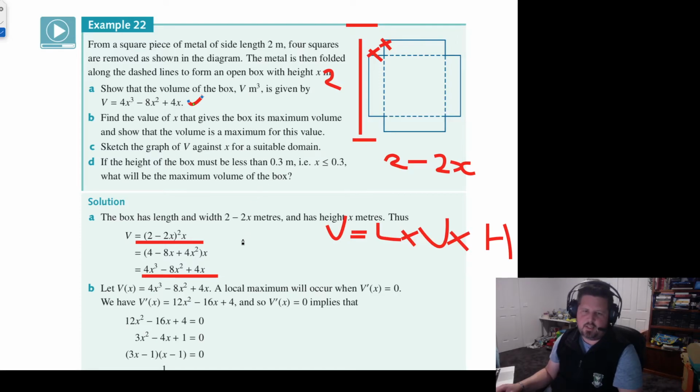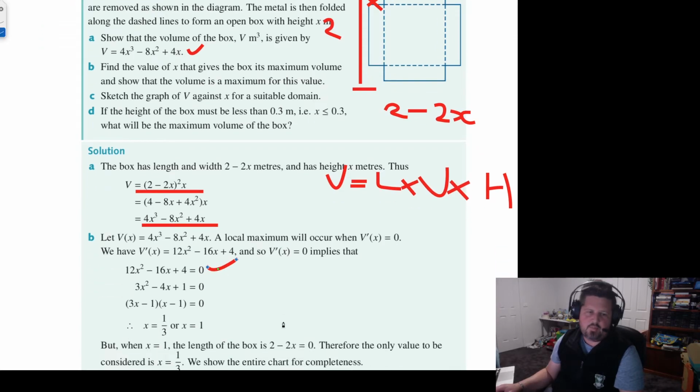We can differentiate this equation and find out where the stationary point is by making it equal to 0. V dashed x, we are differentiating that. 3 times 4 is 12x squared. 2 times negative 8 is negative 16. Take away 1 from the power, it's x plus 4. Cool, we have differentiated it and we're making it equal to 0 to find out the stationary point.